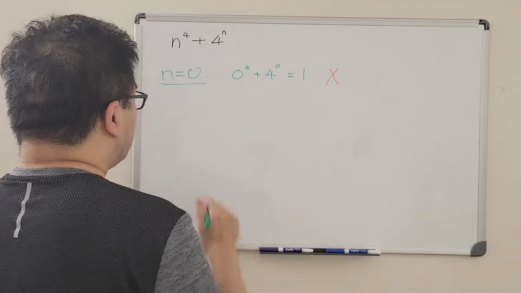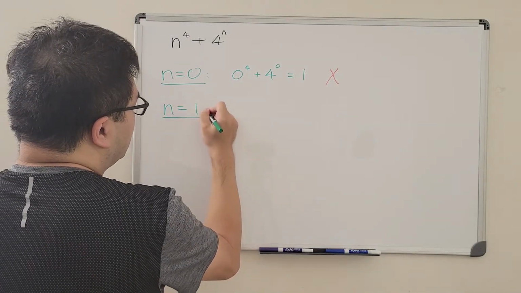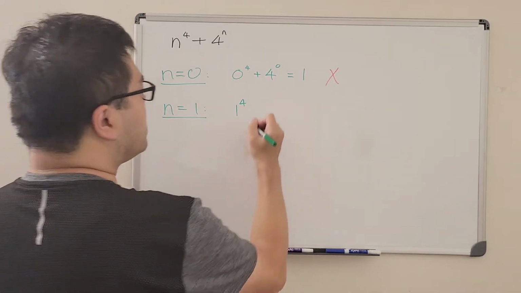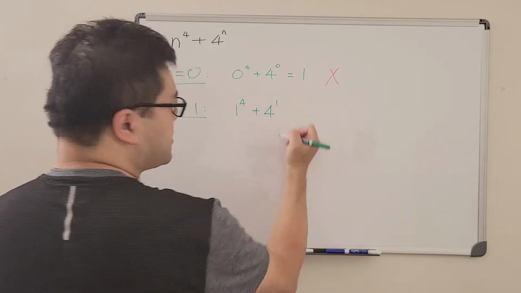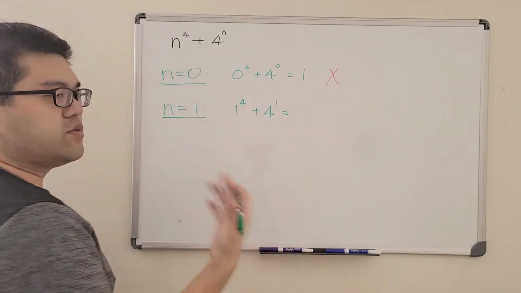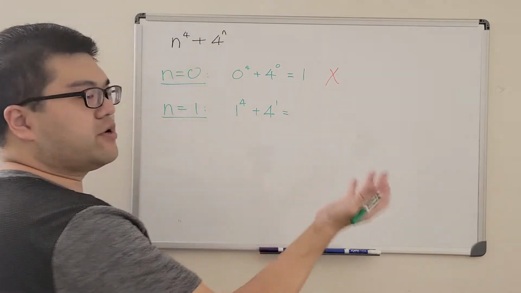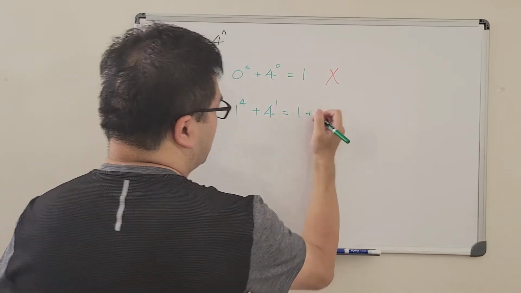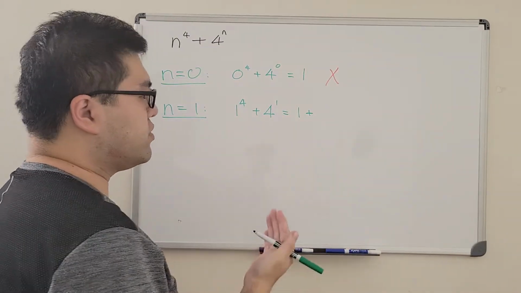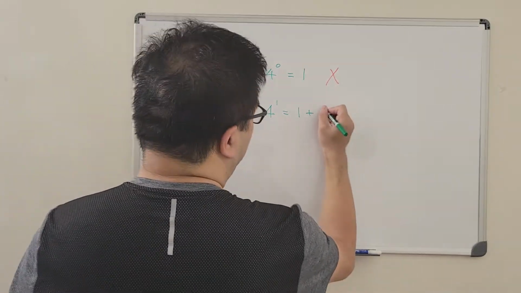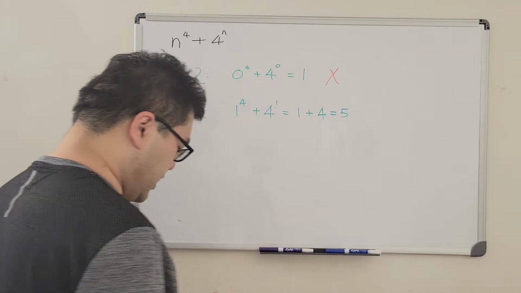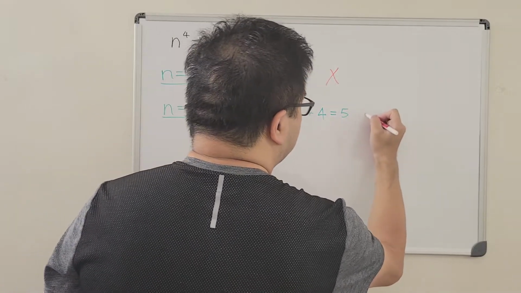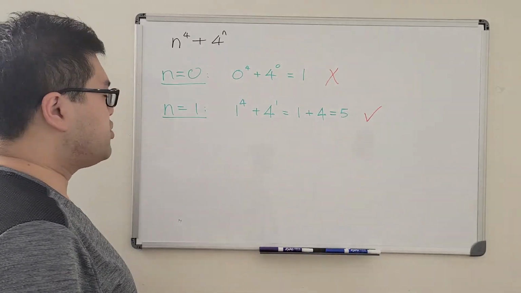Next, let's observe the n equals 1 case. If we substitute in, we get 1 to the fourth power plus 4 to the first power. And 1 to the fourth power is, of course, 1, since 1 to any power is 1. And 4 to the first power means there's only one 4, we're not going to multiply anything else. So we get 1 plus 4, which is equal to 5. And of course, 5 is a prime number. So the n equals 1 case actually works.